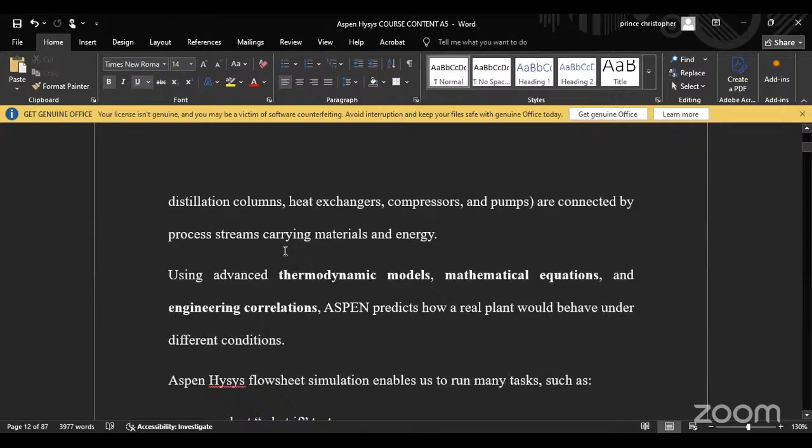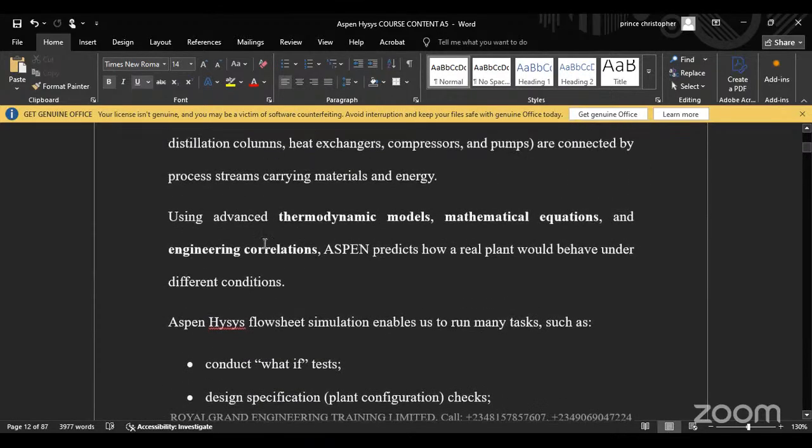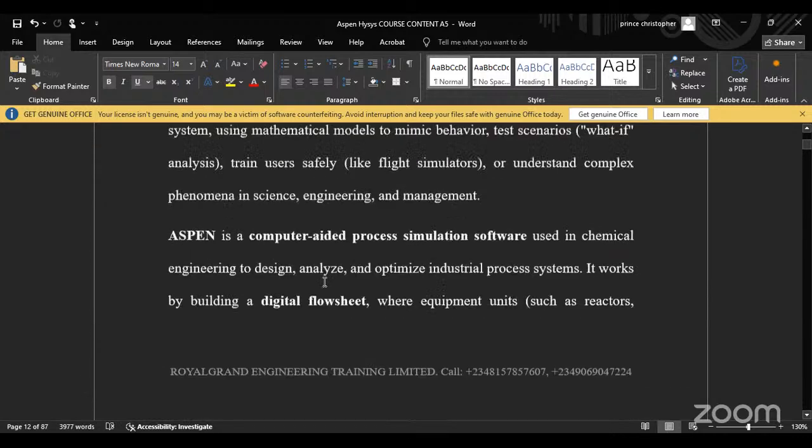So Aspen Hysys uses advanced thermodynamic models, mathematical equations, and engineering predictions. Aspen predicts how real plants would behave under different conditions. And that's what the simulation is all about.